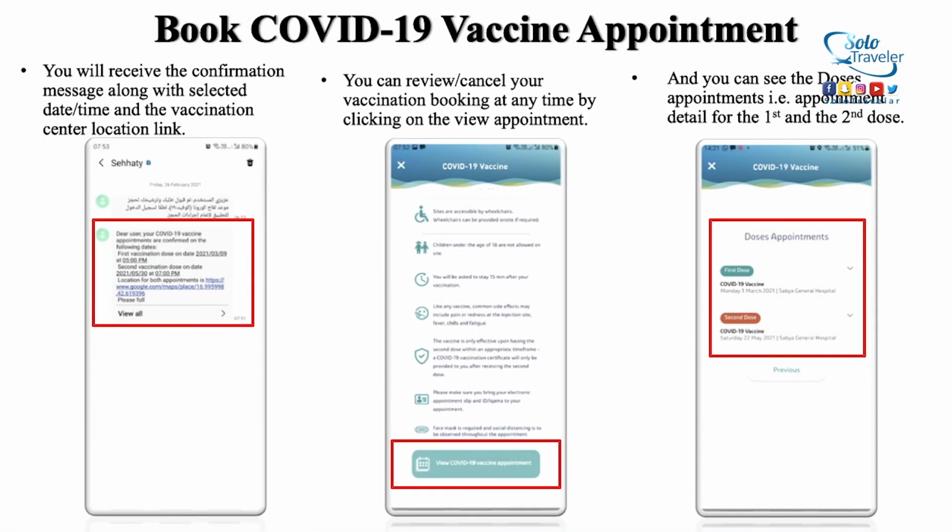On this screen you will receive the confirmation message along with the selected date, time and the vaccination center location link on your mobile. And what is in this message? Dear user, your COVID-19 vaccine appointments are confirmed on the following dates. You will have all the information related to your first and second vaccination, including the location you have selected. You can review or cancel your vaccination booking at any time by clicking view appointment. And you can see the doses appointments, that is the appointment details for the first and second dose.